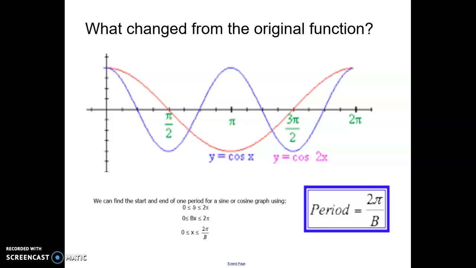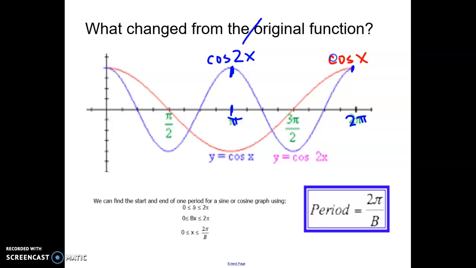Looking at this one, the red graph is the original cos graph. What do you notice about the blue graph? It's narrower, right? It got squished narrower. The blue graph is cos 2x, which means it's only half as wide as it used to be. Notice that when it's only half as wide, now the period is pi instead of before the period being 2 pi.